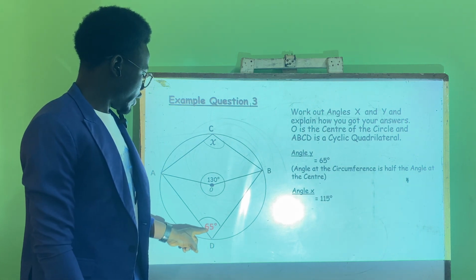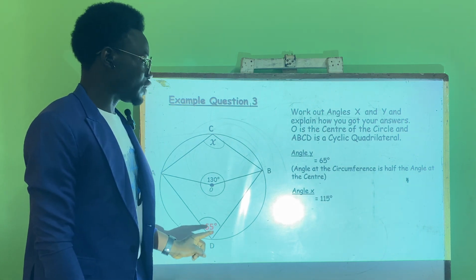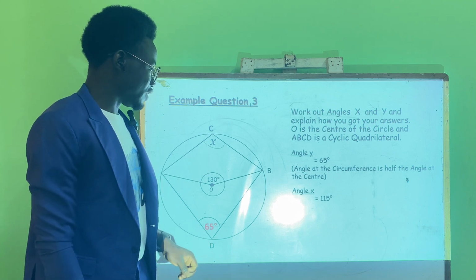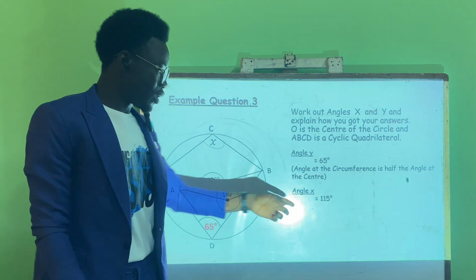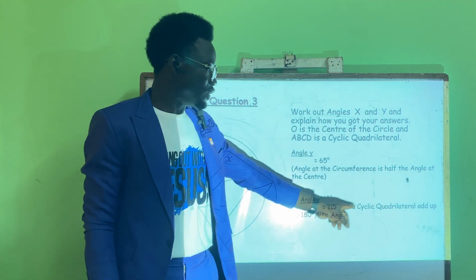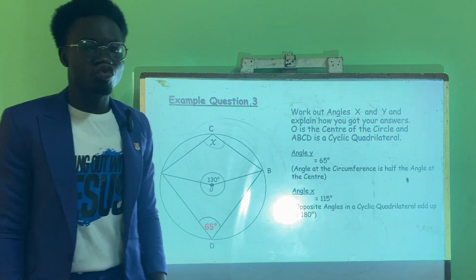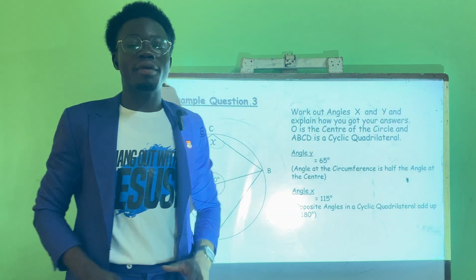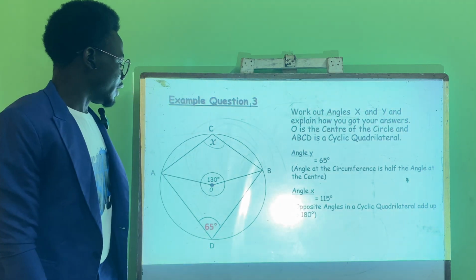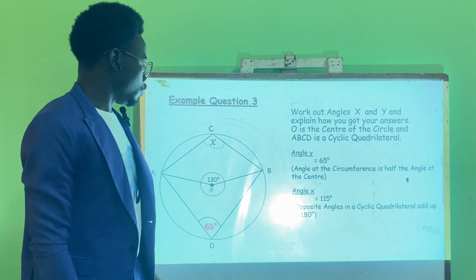So when I take 65 plus X is equal to 180 degrees, and I take 65 from 180 degrees, what is left is 115. Opposite angles in a cyclic quadrilateral sum up to 180 degrees. That is the reason. So you must give why you are saying that the answer is this. Okay, and there's another way you can do that.